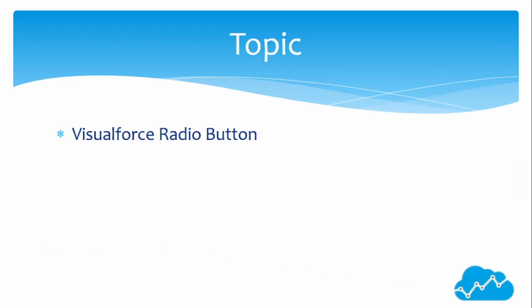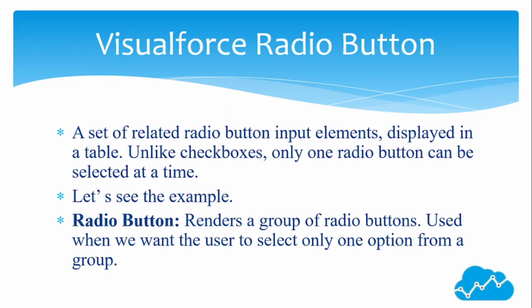Topic what we are going to cover in this session, that is Visualforce Radio Button. Visualforce Radio Button, a set of related radio button input elements displayed in a table. Unlike checkboxes, only one radio button can be selected at a time. Let's see an example. Radio button renders a group of radio buttons used when we want the user to select only one option from a group.